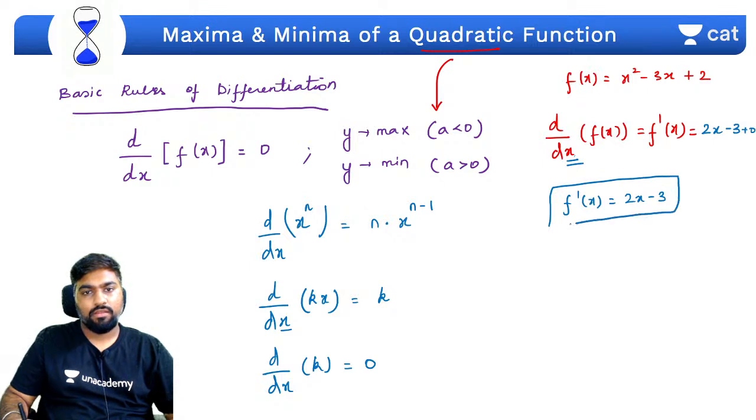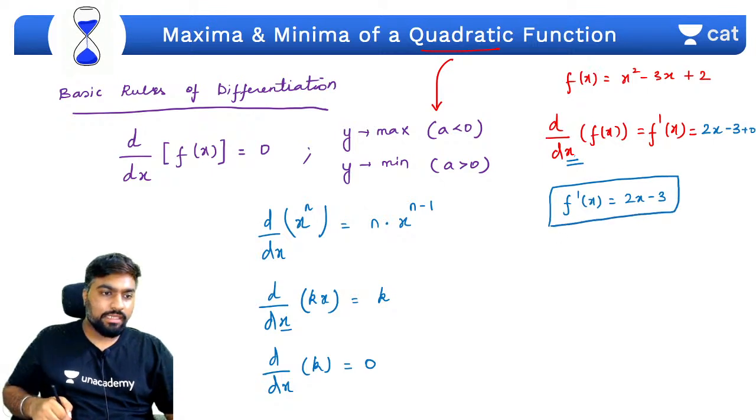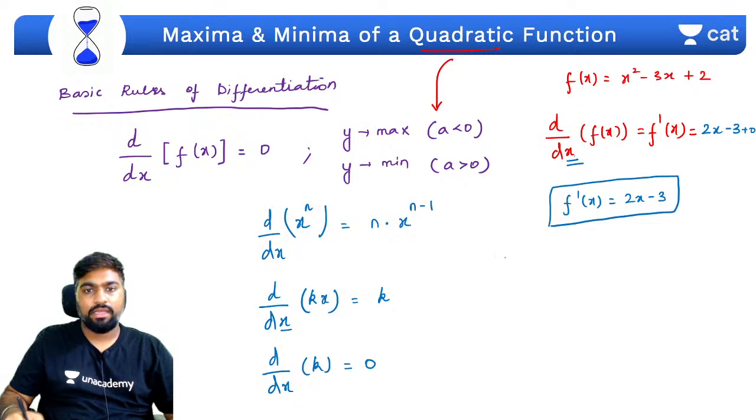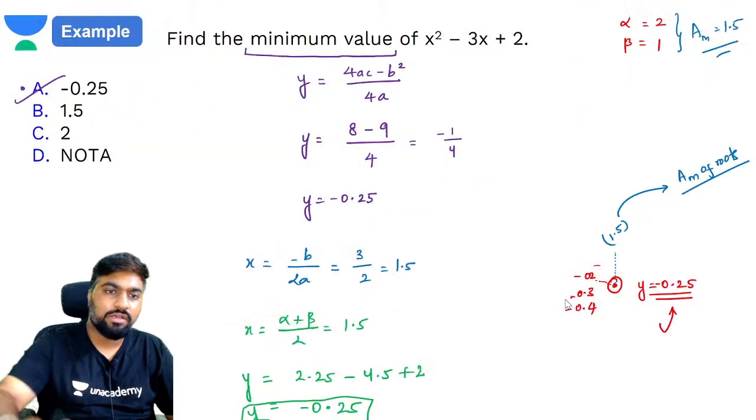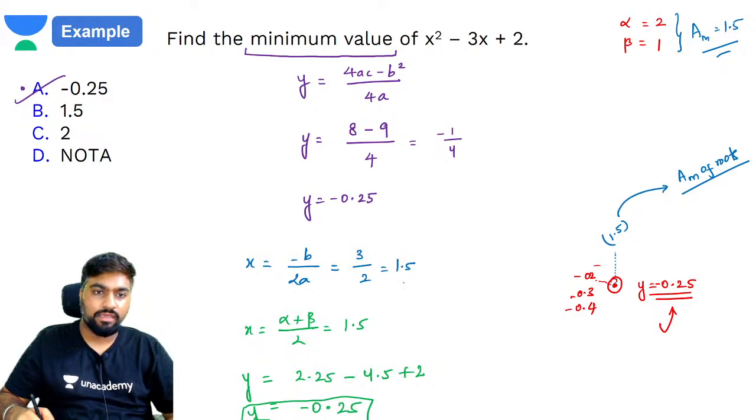2x minus 3 should be equated to what now? Equated to 0. If f dash of x, which is equal to 2x minus 3, is equated to 0, you get x as 1.5. Isn't this the same 1.5 that we saw here? Where did the x value 1.5 go? Got it? Yes, no.